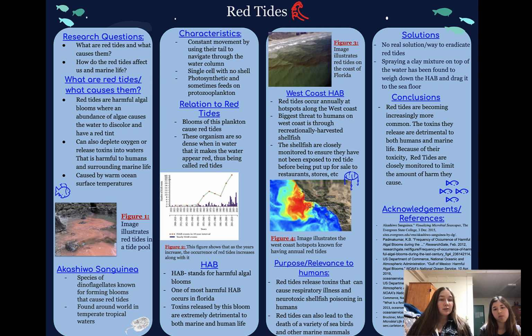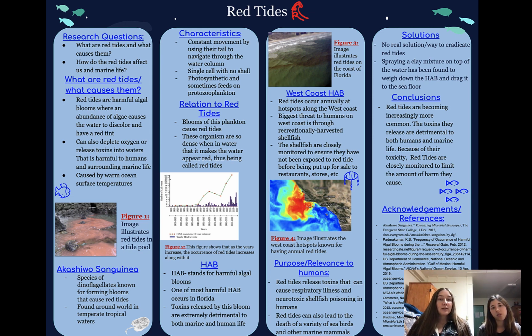In figure 1, the first image, it is basically showing the red tides in a tide pool, and as you can see, the water literally looks to have an orangey red color. One organism that's been found to be common in the red tides is the Akashiwo sanguinea. This is a type of flagellate known for forming the blooms. This organism is found around the world in tropical and temperate waters. If you look at the bottom right, that's basically what the organism looks like on a microscopic level.